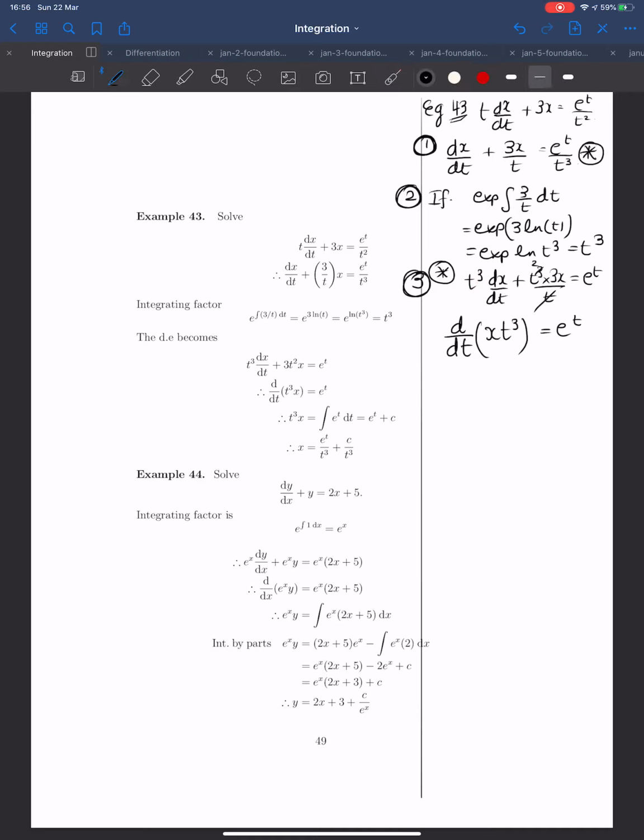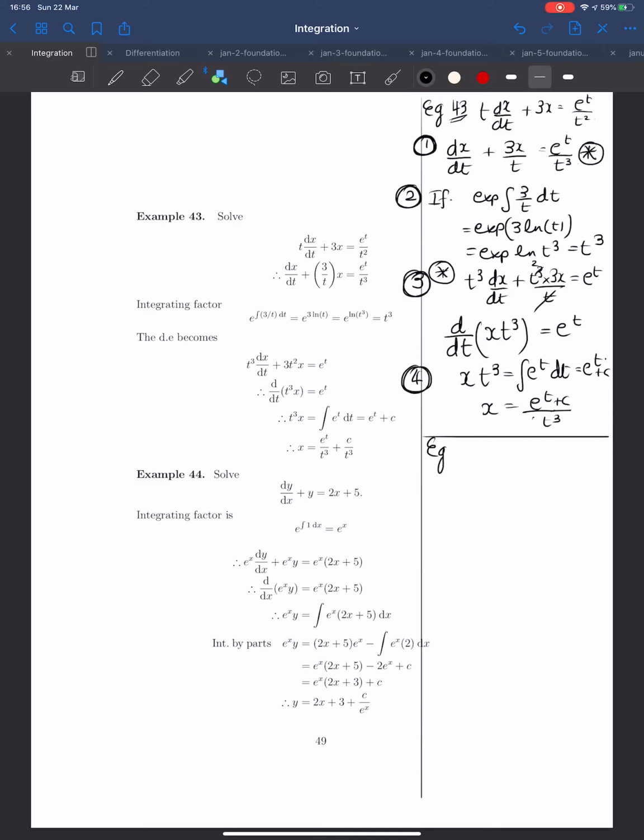And then we go on to integrate. So this is step 4, finish it off if you like. So we can say x t cubed is the integral of e to the t dt, which we know is e to the t. And we want x, so x is e to the t, plus c, all divided by t cubed. That's another one done.